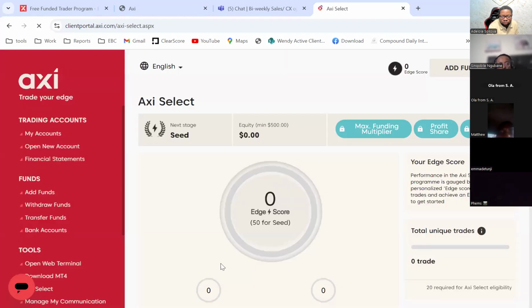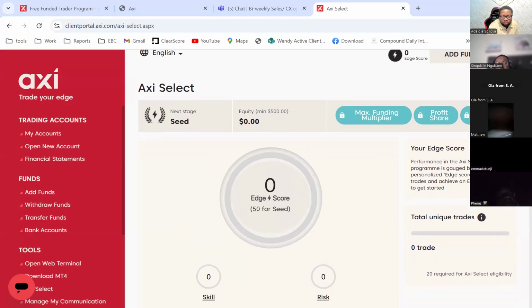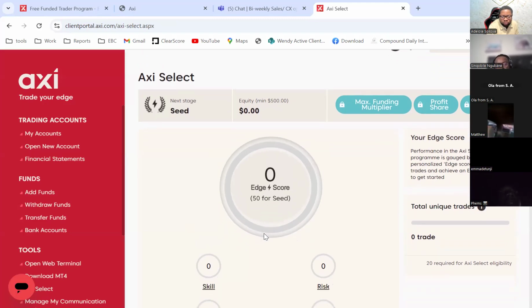And then this is how it's going to show the dashboard. Once you've funded, it's going to reflect the minimum equity here, which is $500. And then the next stage: if you are sitting on seed stage, the next stage is going to be incubation, right? And then your edge score here is going to reflect whatever. If you are sitting on 50, it's going to show 50 here.